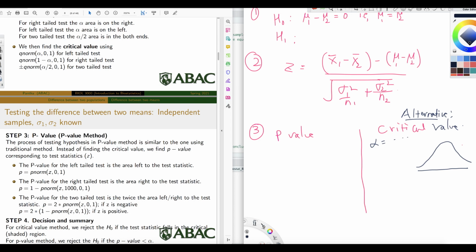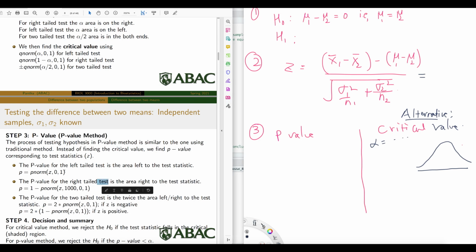Again, it is exactly similar. You find the value of g and find the area. The p-value is the area to the right of g if it is a right tail test, and to the left of g if it is a left tail test. And this is for the two tail test: if g is positive or negative, we use exactly the same idea that we did in the one sample test.